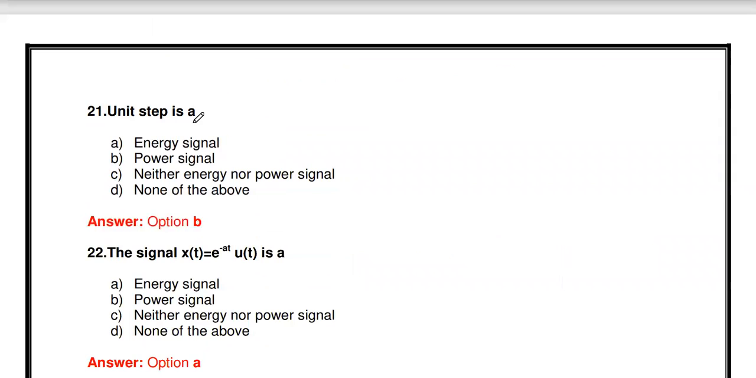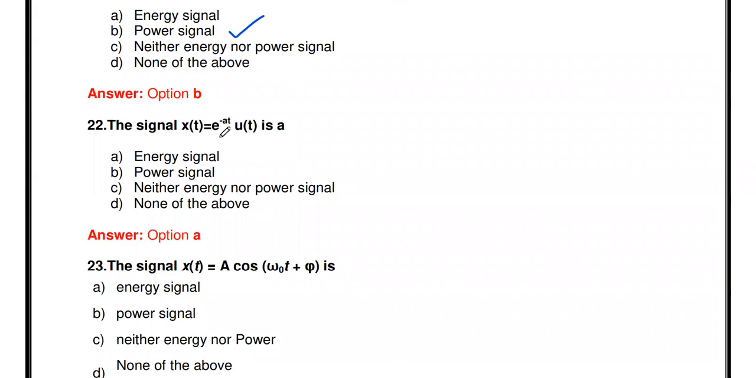Then what is the unit step signal U of t? Is the unit step signal an energy signal, a power signal, neither energy nor power, or none of the above? The unit step signal is an example of a power signal. Then the signal x of t equal to e power minus at u of t, that is the exponential signal. Is it an energy signal, power signal, neither, or none of the above? It's an energy signal.